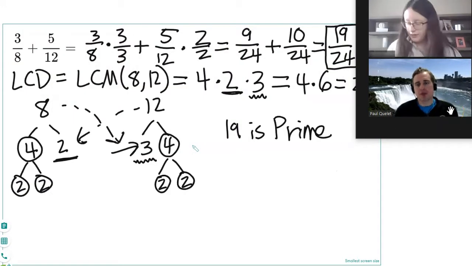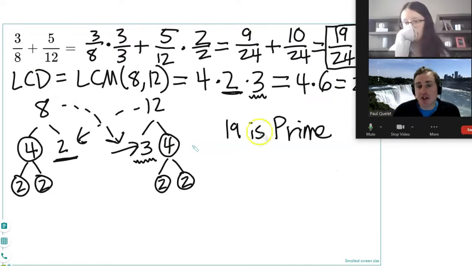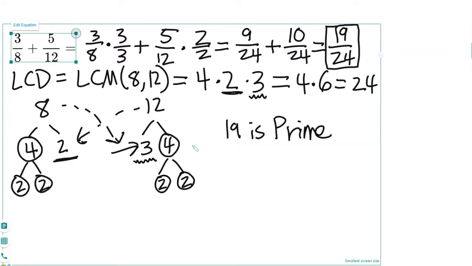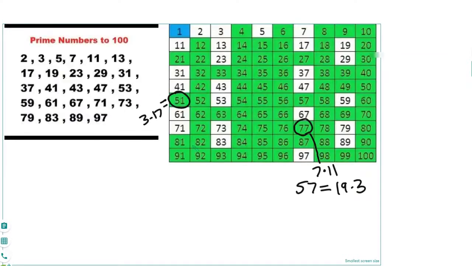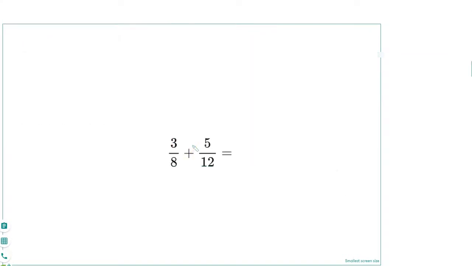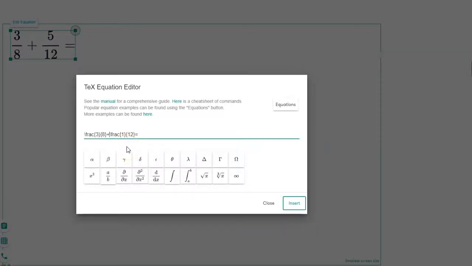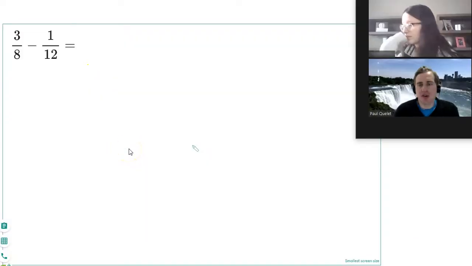Are we ready to move on to subtraction? Okay, so subtraction, the only difference, of course, is you're subtracting. When we do subtraction, do you think the process is going to be any different, really? 3/8 minus 1/12. So let's start off easy. Let's do 3/8 minus 1/12.